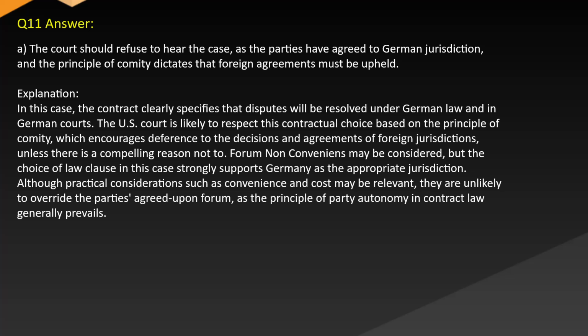Forum non conveniens may be considered, but the choice of law clause in this case strongly supports Germany as the appropriate jurisdiction. Although practical considerations such as convenience and cost may be relevant, they are unlikely to override the parties' agreed upon forum, as the principle of party autonomy in contract law generally prevails.